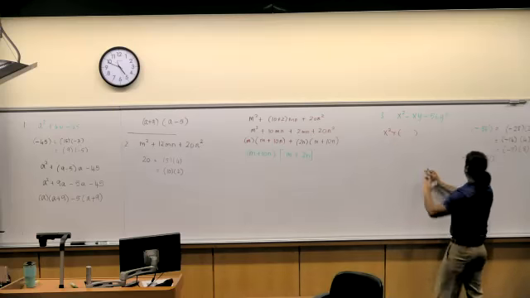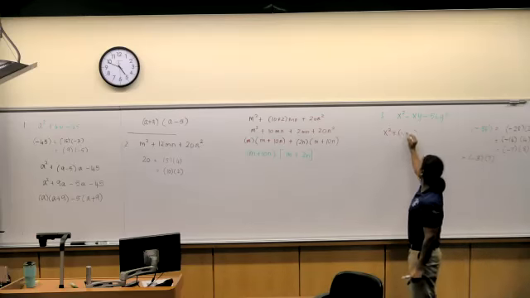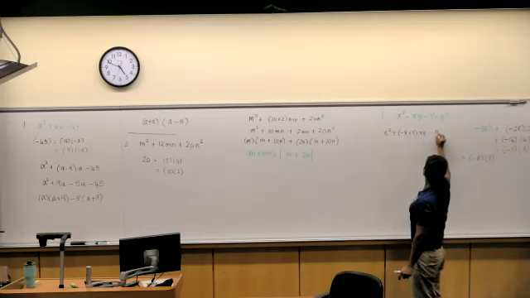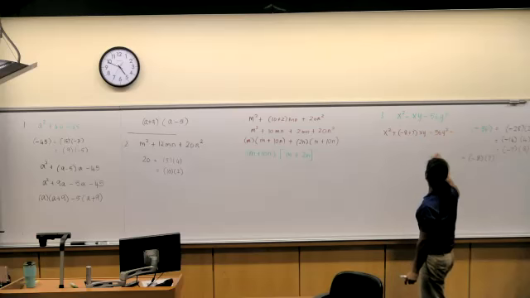The negative in the middle, I'm going to split it up as negative 8 plus 7 times xy.